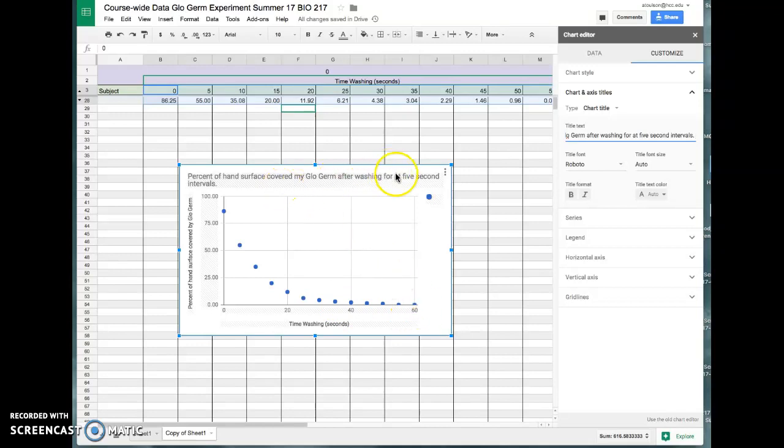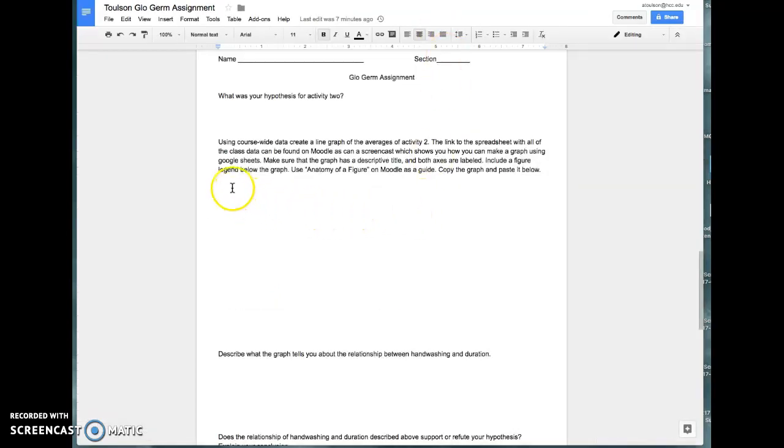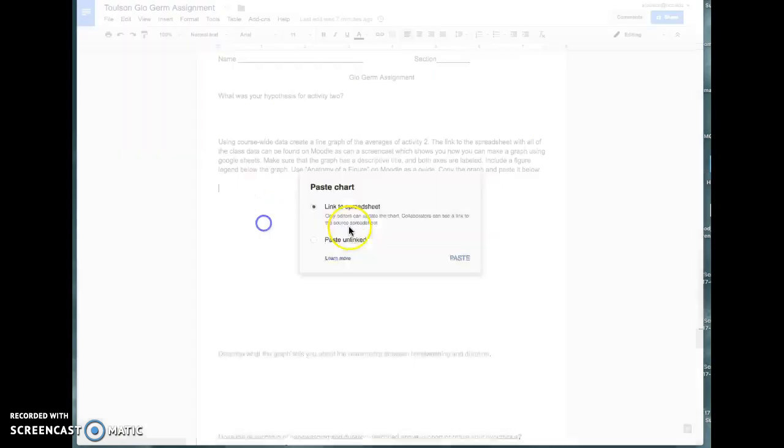So now that we have this graph, if we're being proper about it, we probably want to call it graph one. We usually label and number each graph and figure in a scientific report. So we're going to go over here, go to copy chart, and then I'm going to go to my assignment and paste my chart, and I'm going to paste it unlinked.